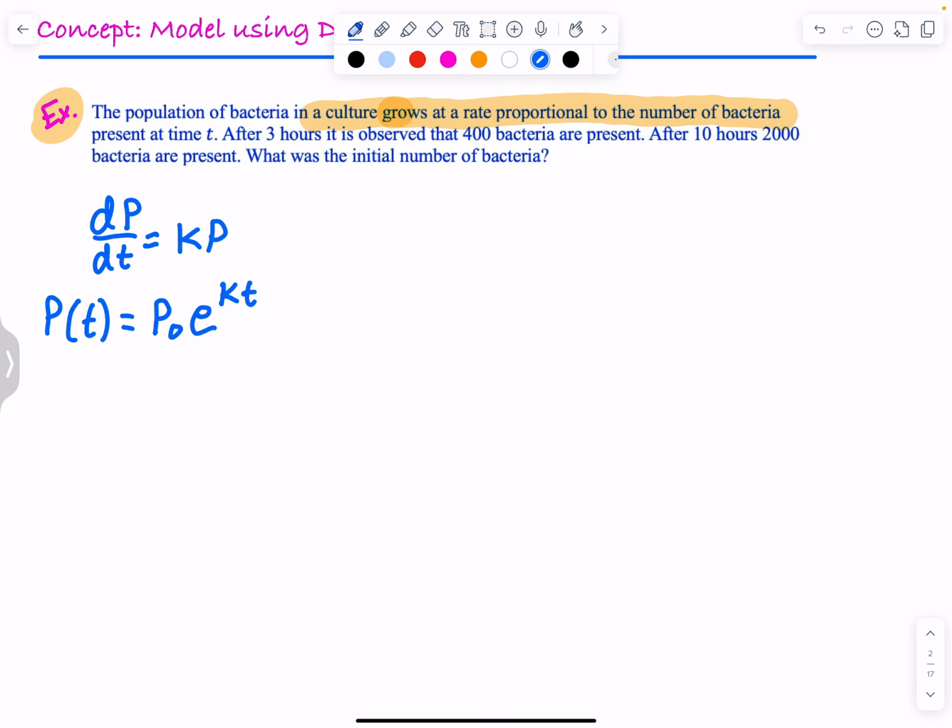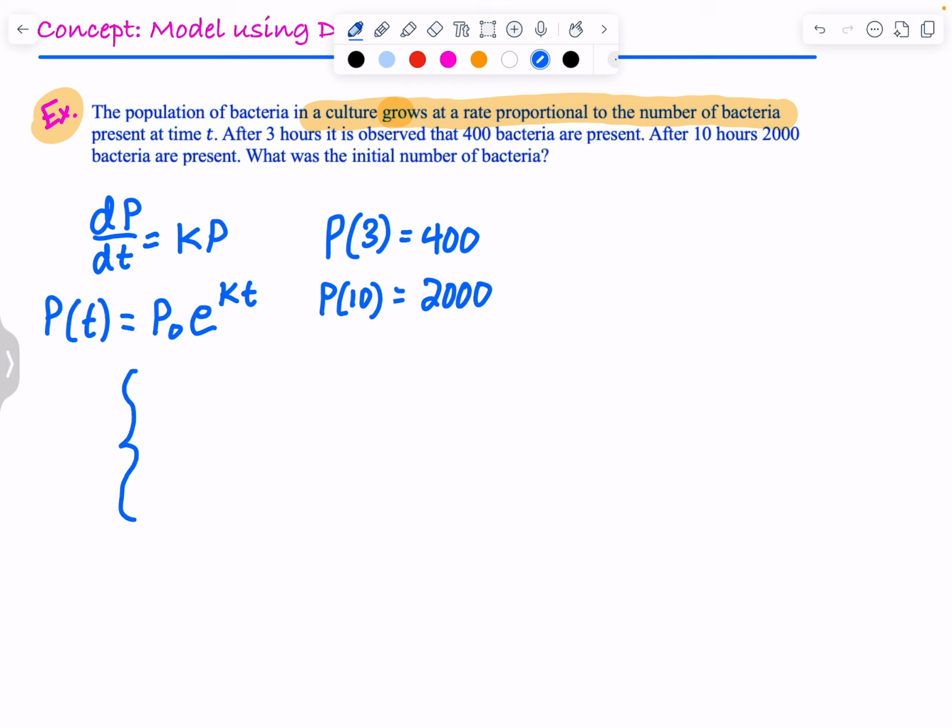Okay, they say after 3 hours, so let's write that down. After 3 hours, it's observed that 400 bacteria are present. And then they also have that after 10 hours, 2,000 are present. So notice in this problem, how it's different is they gave us 2 data points. Anytime I see multiple data points, I'm thinking some kind of system probably. So I'm going to take my P equation and maybe create a system out of this. I'm going to get 400 equals, and we keep our P naught. I don't know what the initial population is. And then we do know time was 3.